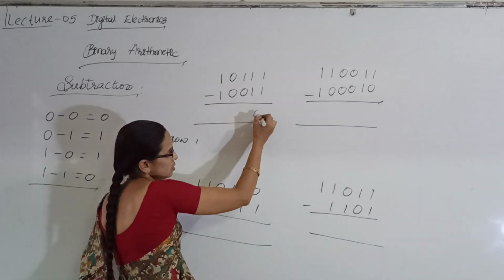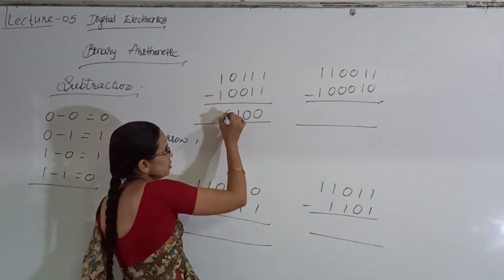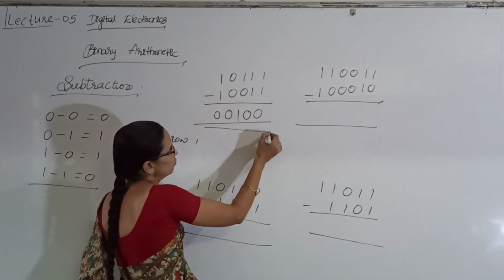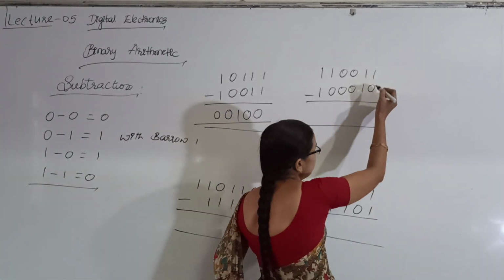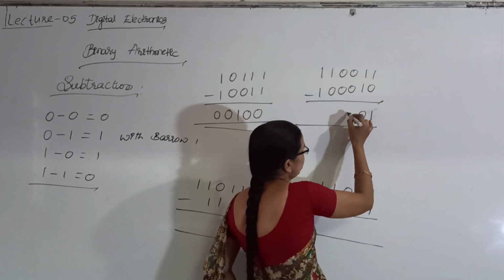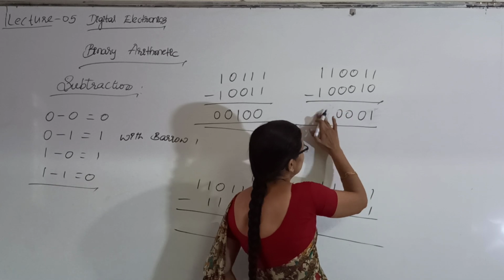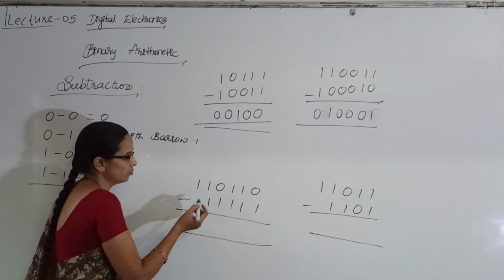1 minus 1 is 0, 1 minus 1 is 0, 1 minus 0 is 1, 0 minus 0 is 0. So we have got the answer, and this was a very easy problem. Next, 1 minus 0 is 1, 1 minus 1 is 0, and again all zeros, here 1 and 0. Again an easy one.